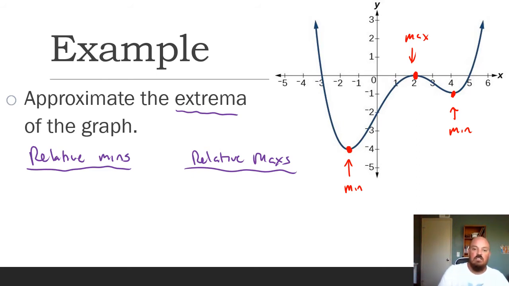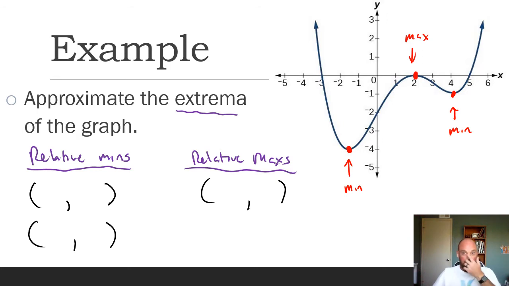Now let's go and approximate them. Now remember, each one is a point, so it's going to be something, comma, something. And we have 2 minimums and 1 maximum. I'm going to start with the maximum because that's pretty easy. It's right on the x-axis. That would be the point 2, comma 0, because it's over 2 and up nothing.